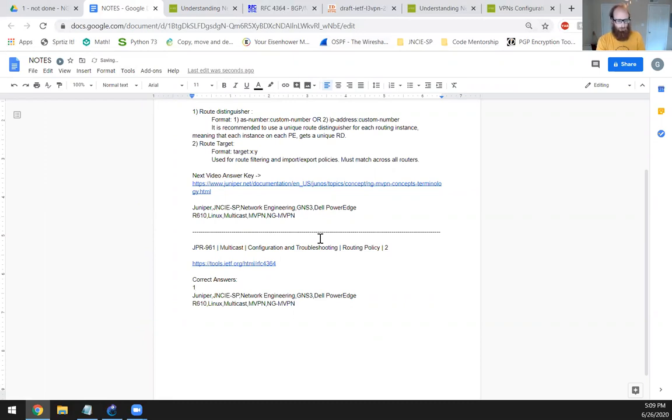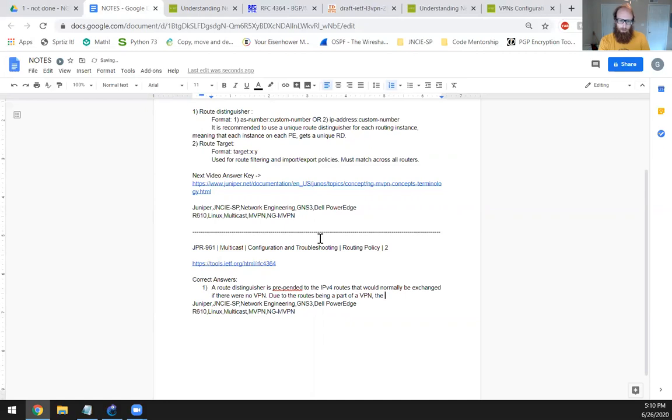So for the route distinguisher, I think the most correct answer is: a route distinguisher is prepended to the IPv4 routes that would normally be exchanged if there were no VPN, due to the routes being a part of a VPN.